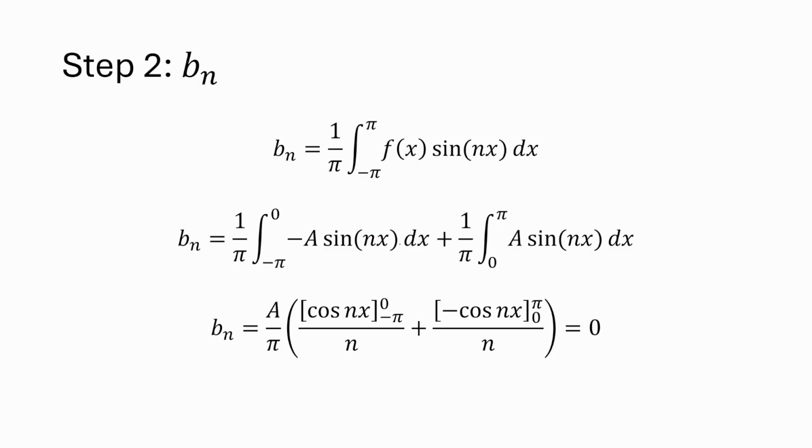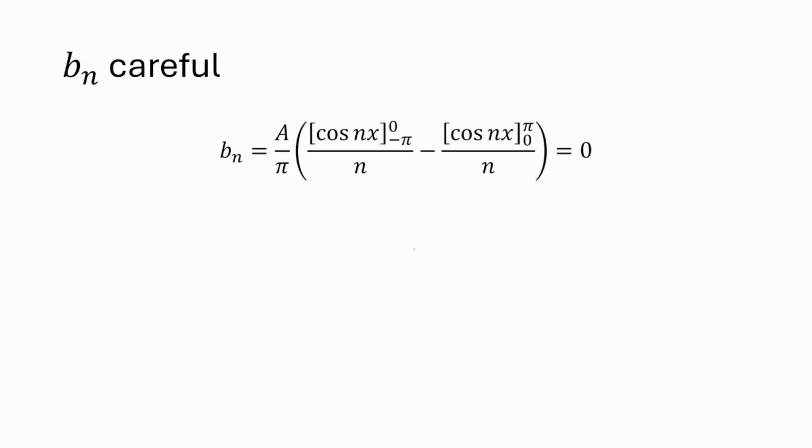Well, let's look at this, being careful about it. This expression that we have, when you plug in the bounds on the integral and you evaluate cosine at 0 and pi and negative pi, and you add and subtract carefully, they cancel out, but it depends whether n is odd or even.